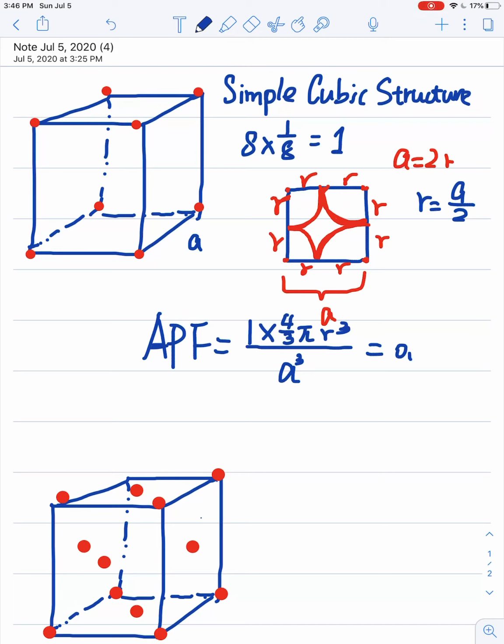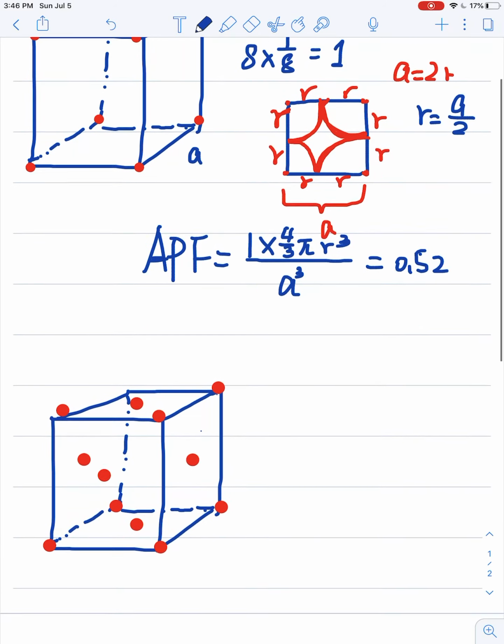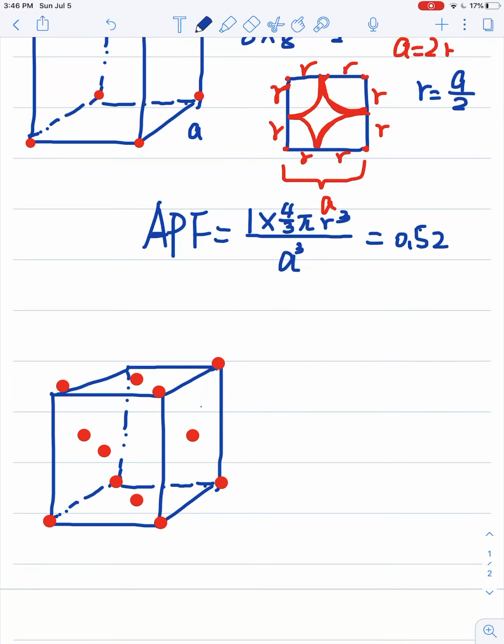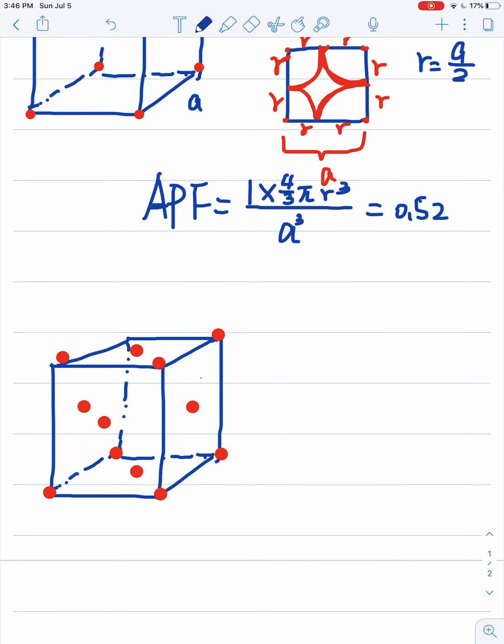And you will find out the APF for the simple cubic structure is quite low. It's about 0.52. It's lower than the body centered cubic. Interesting, right? Okay, can you do the calculation for FCC?